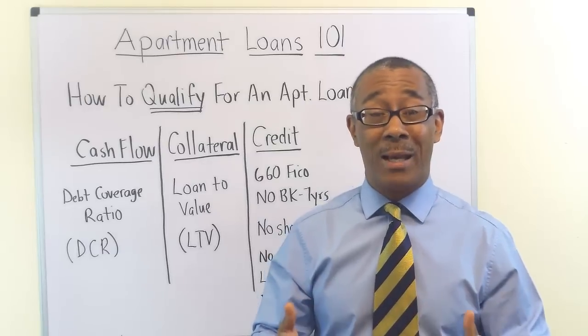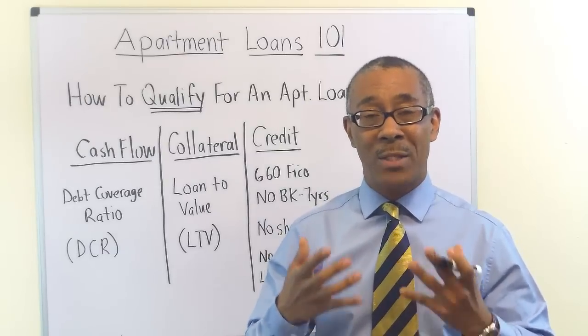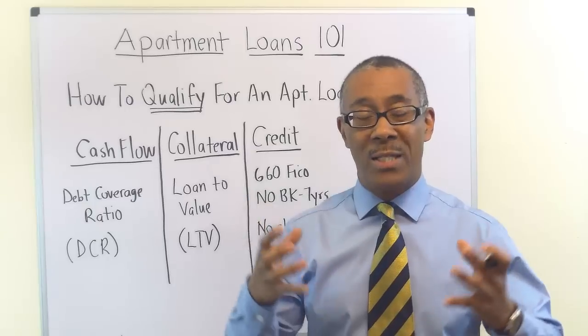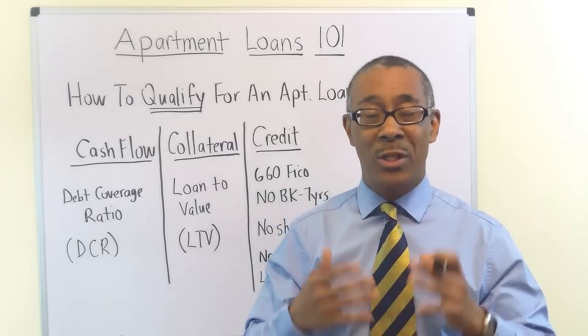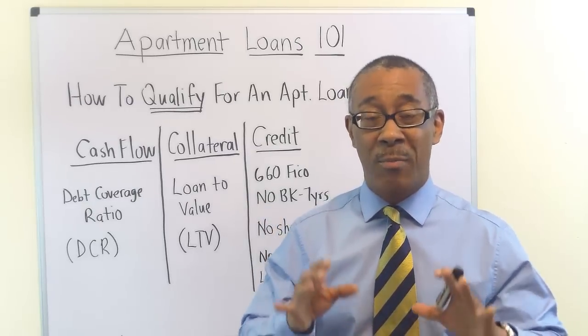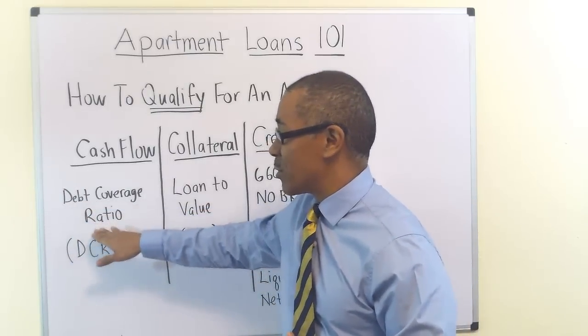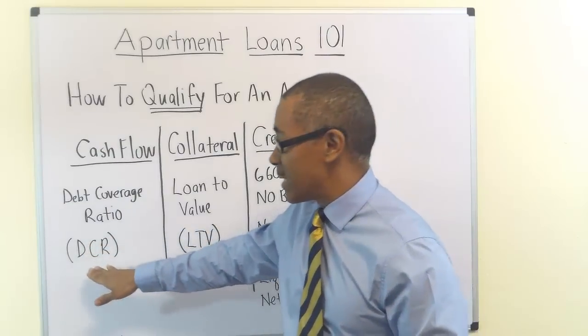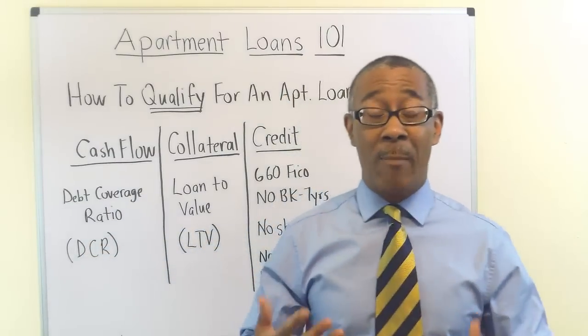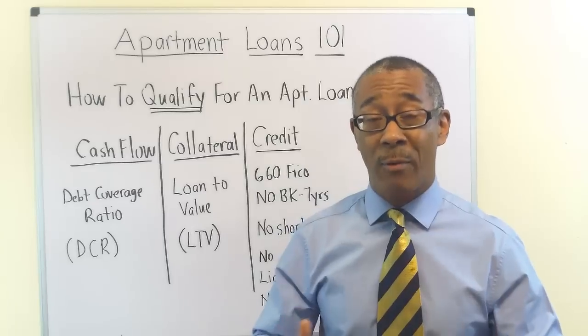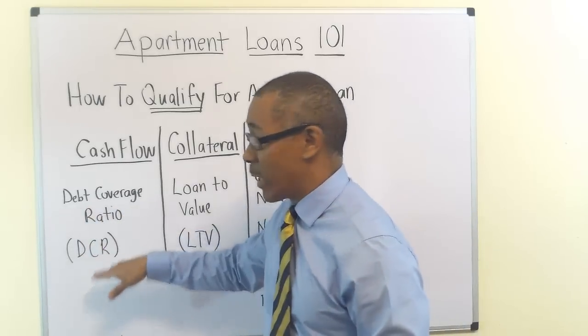Let me repeat that. The bank will look at the profitability for the property's annual net operating income to cover the annual mortgage by 1.2 times. This is called your debt coverage ratio, otherwise known as DCR, a very important term for you to know. So memorize that term, debt coverage ratio.